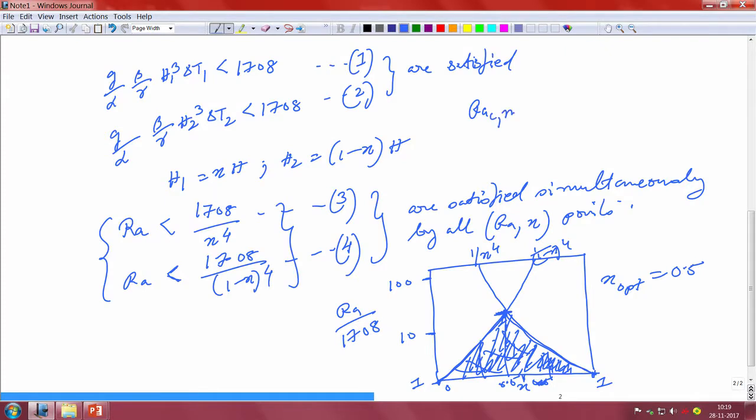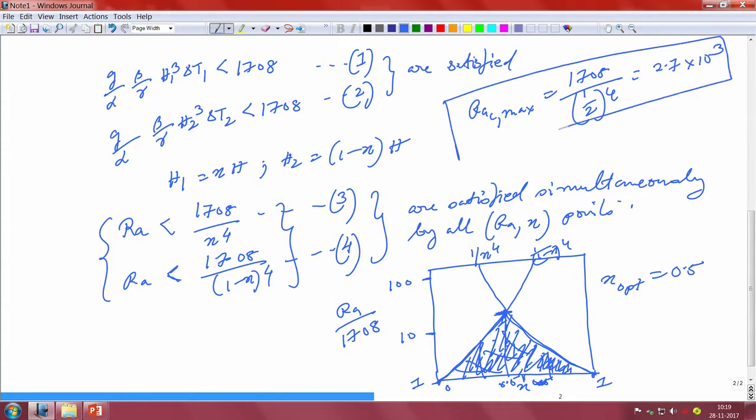So, this Ra max, which is the maximum Rayleigh number, is 1708 divided by (1/2) raised to the power of 4, which is basically 2.7 times 10 to the power of 3. This is the maximum Rayleigh number that you can achieve based on this x optimum. So, what we have done is devise two equations, and we have plotted the two equations.